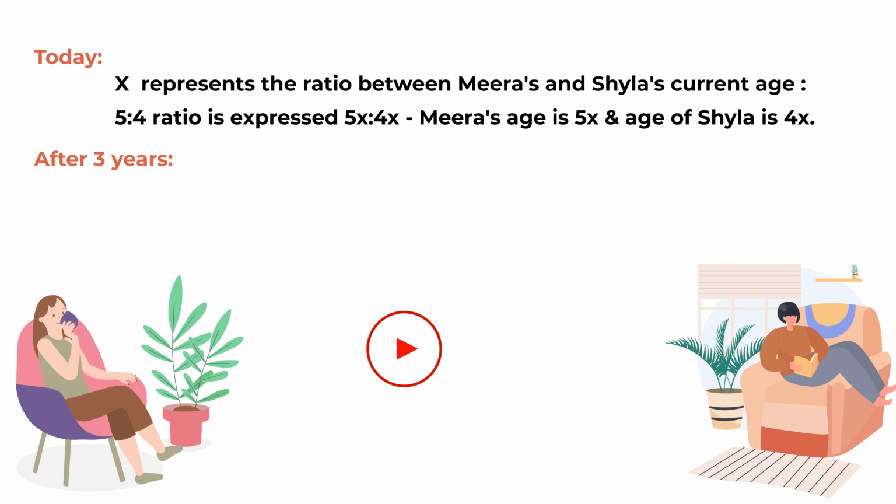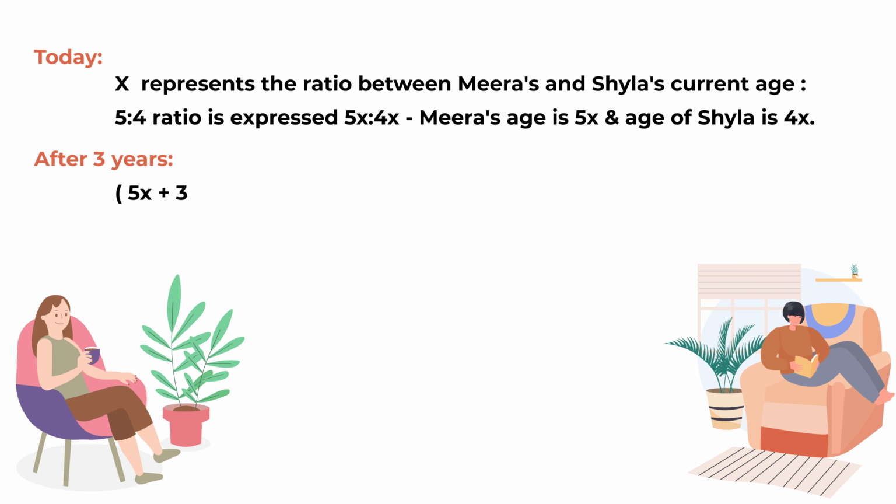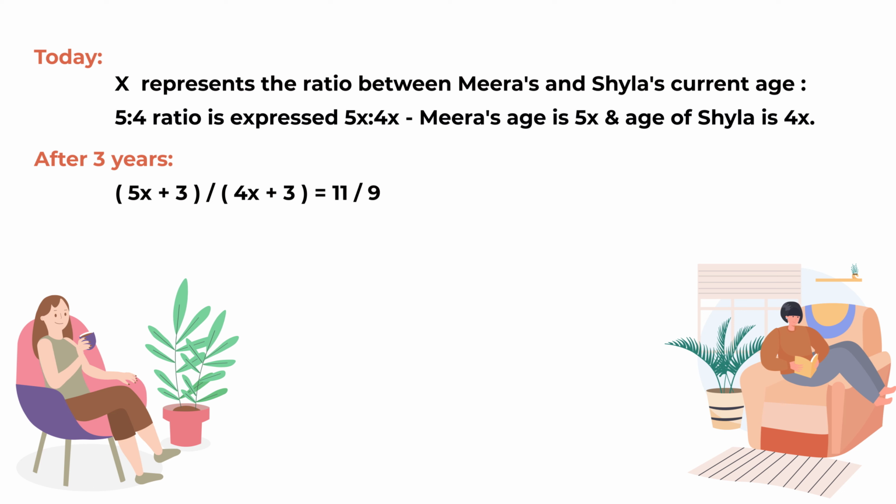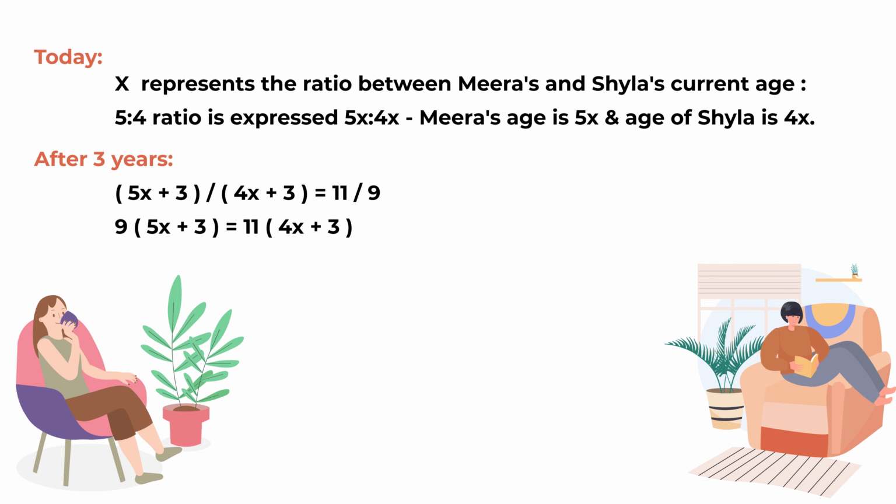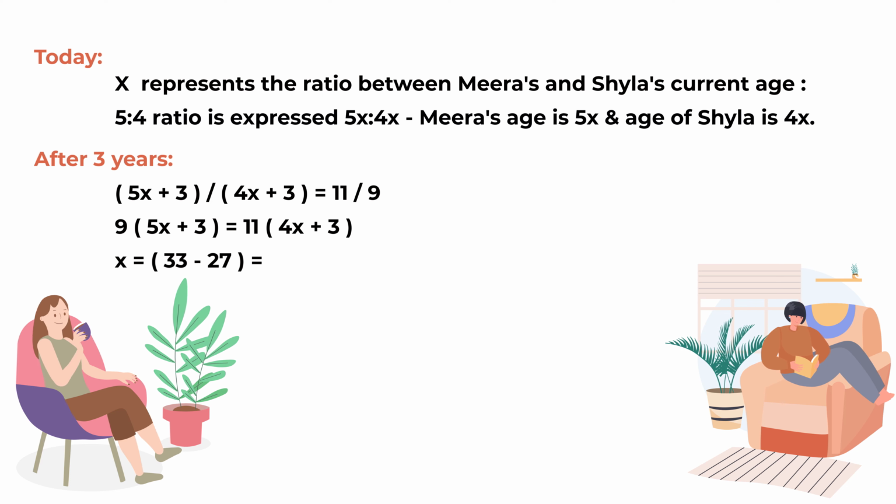In this equation, we will have (5x + 3) divided by (4x + 3), which would be equal to 11/9. After simplification, we will have 9 multiplied by (5x + 3) equal to 11 multiplied by (4x + 3), which means that x will be equal to 33 minus 27, which would be equal to 6.